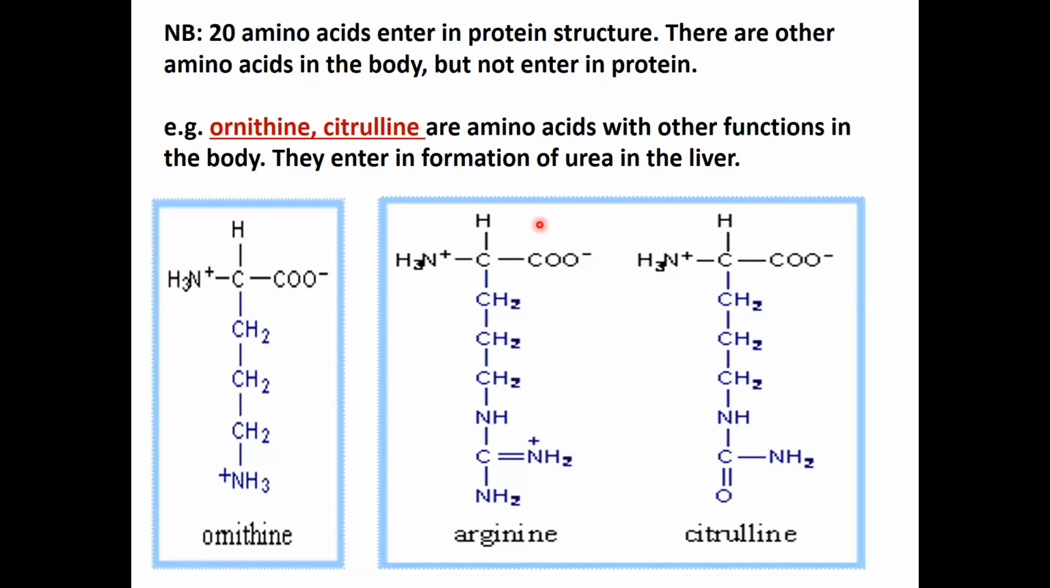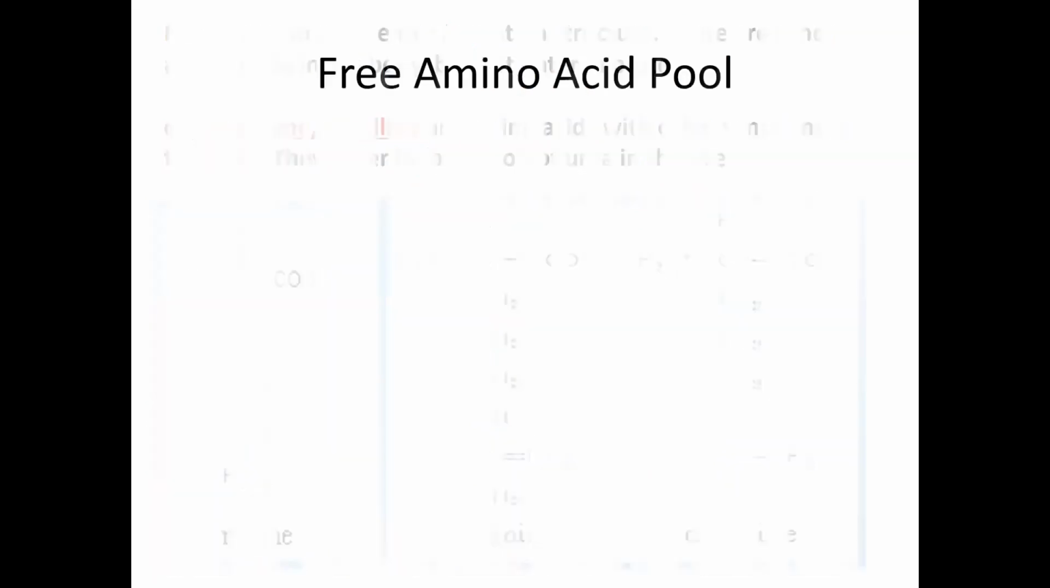Others do not enter the protein, like ornithine and citrulline. They are amino acids with other functions in the compounds. They enter in the formation of urea in the liver. So this is the ornithine, this is the arginine, and this is the citrulline. The urea cycle is a very important cycle in our body that converts ammonia, which is a toxic nitrogenous compound, into a non-toxic compound like urea.